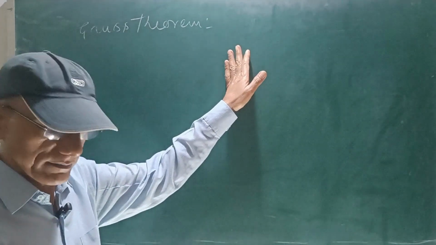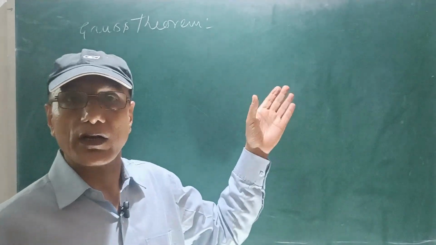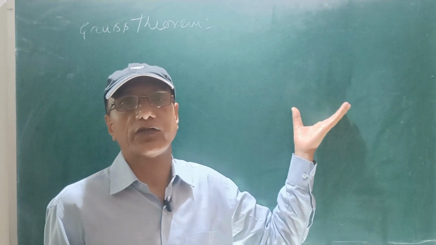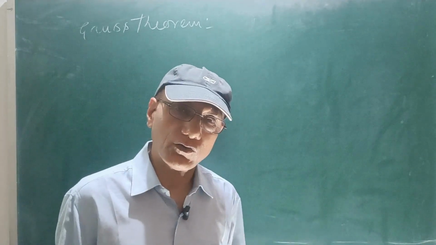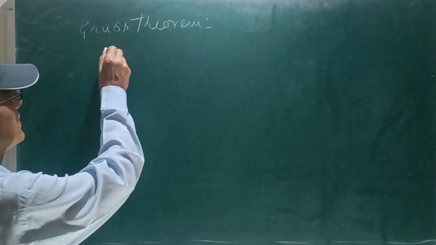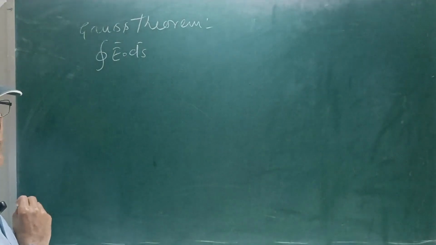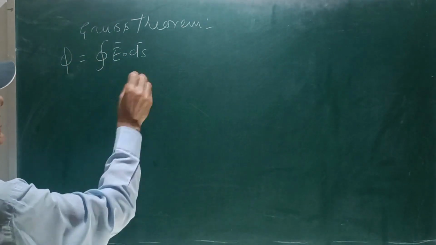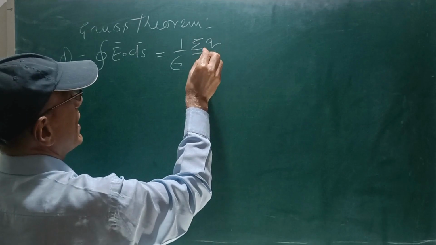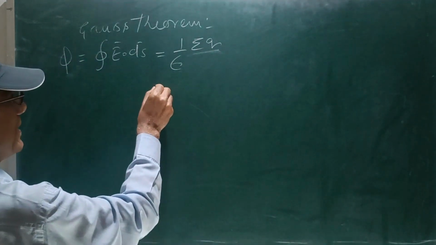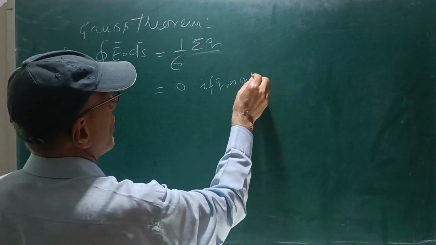Let us discuss Gauss theorem. What is Gauss theorem? It states that the total electric flux linked through a closed surface is always equal to 1 by epsilon naught times the total charge enclosed by the surface, or you can say the surface integral of electric field over a closed surface, that is the flux, is always equal to 1 by epsilon naught times the total charge enclosed by the surface, and this will be 0 if Q is outside the surface.